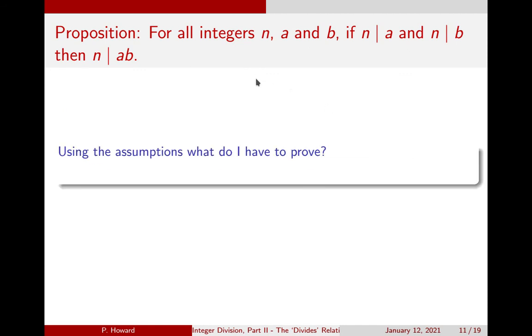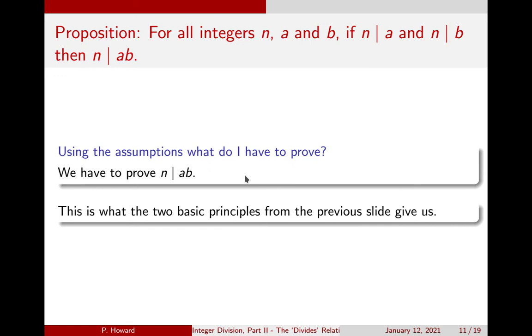Second question for our proposition. Using the assumptions, what do I have to prove? Well, the basic principles that we just looked at tell us that. Using the assumptions, we have to prove that n divides a times b. When proving an if-then statement, one of the assumptions is the hypothesis of the if-then, and we have to prove the conclusion. So answering the second question also uses those two basic principles from the previous slide.